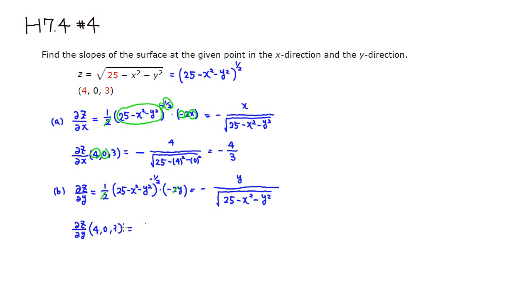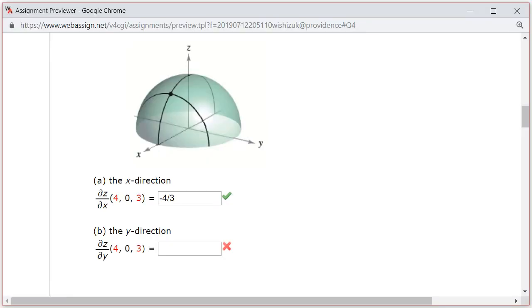this is going to be negative, but in this case y is 0, so we're not going to really worry about the denominator. But I'm just going to write it down: 25 minus x, which is 4 squared, minus y, which is 0 squared. But since the numerator is already 0, the whole fraction is of course 0. So let's type it in. The answer for part B is 0.